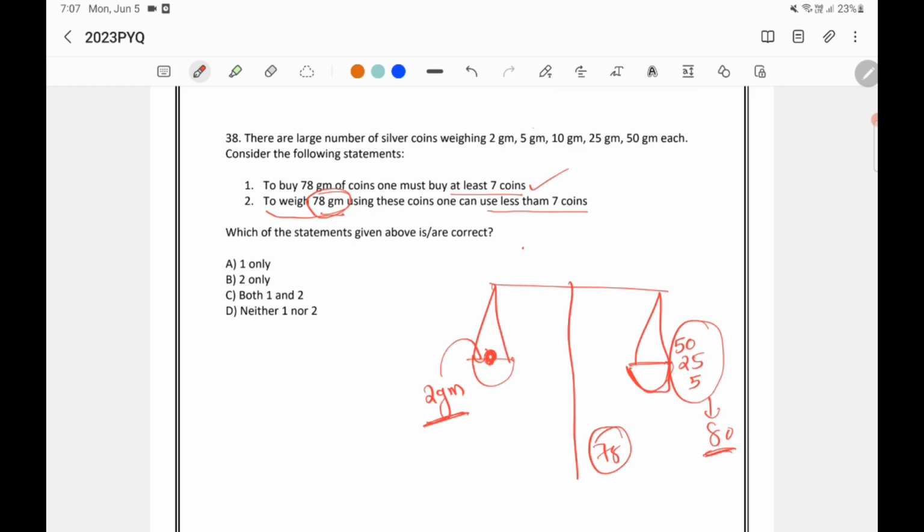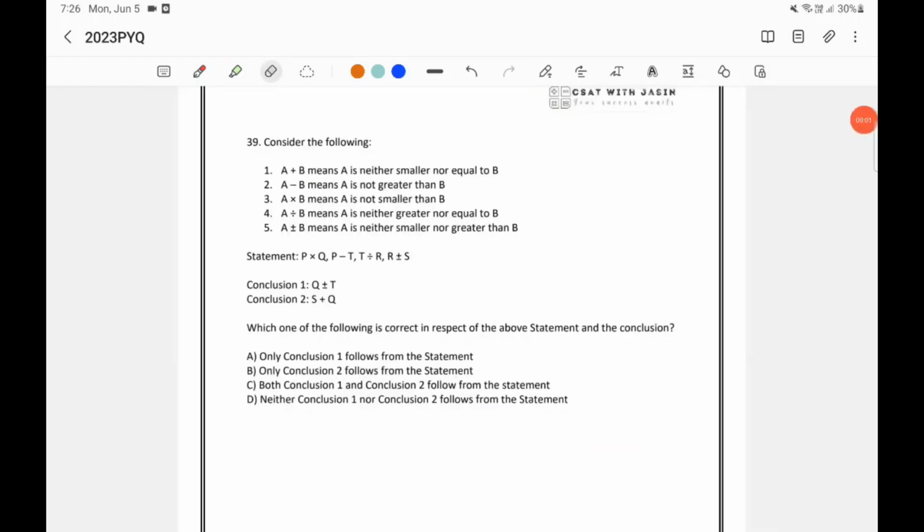If you have gone to a shop which uses a weighing balance, you can see that not only the shopkeeper will put these weights here, he will also put weights in this side in which the material is being weighed, right? In order to adjust that one. So similarly we can do here. Even by using 4 coins, I am able to weigh 78 grams, right? So this is also correct. So C is the right answer. So let's move on to the next question.